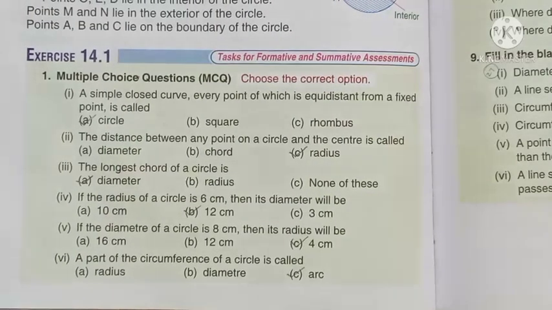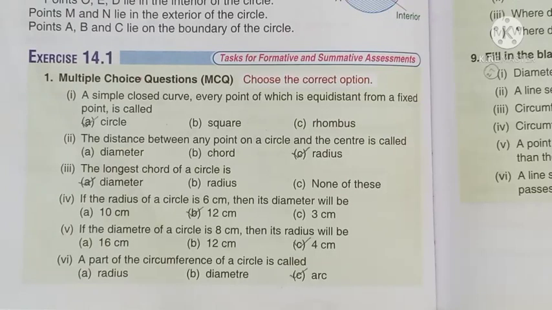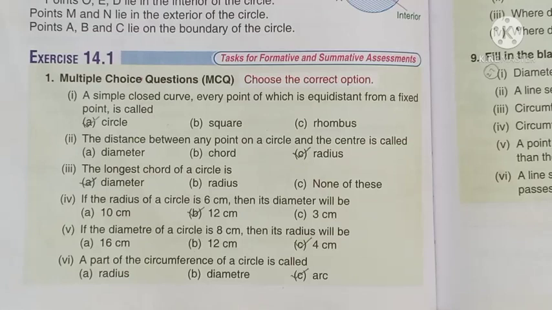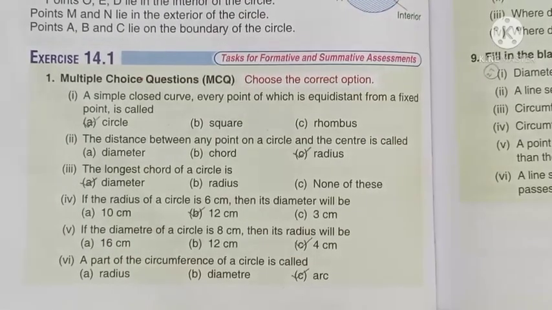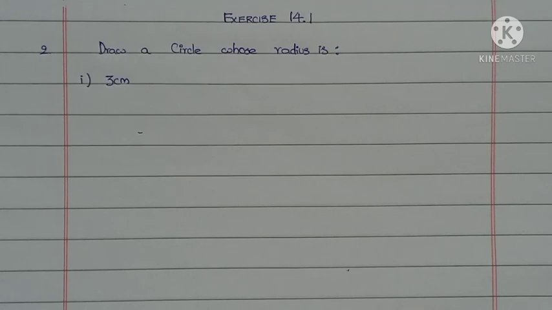Now let us switch to CW, children. Second question is about drawing a circle. I will show you how to do that. So children, now we are going to draw the circle being the part of the second question of exercise 14.1.